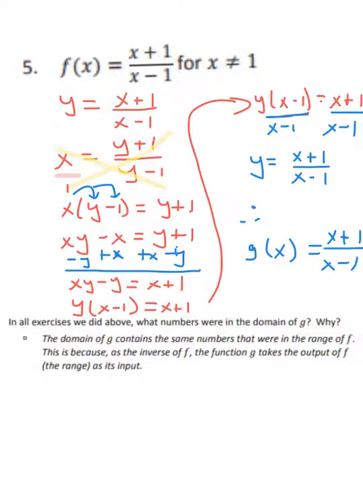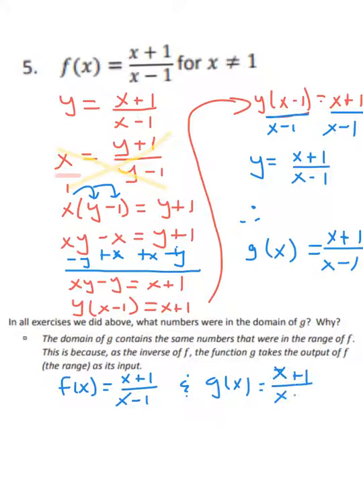So in this one, did you notice that you started with f of x equal to x plus 1 divided by x minus 1, and g of x, the inverse, turned out to be x plus 1 divided by x minus 1. Okay? And that's just reminding us that they're going to be reflections of each other.